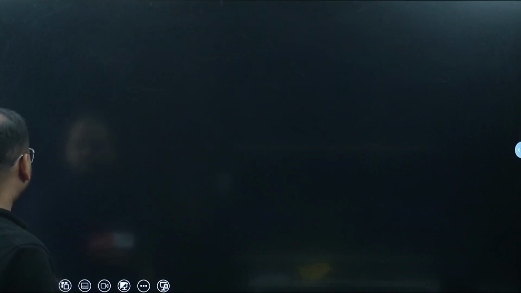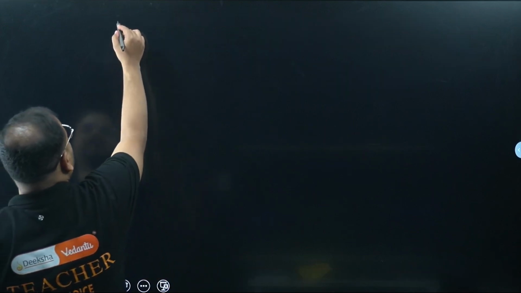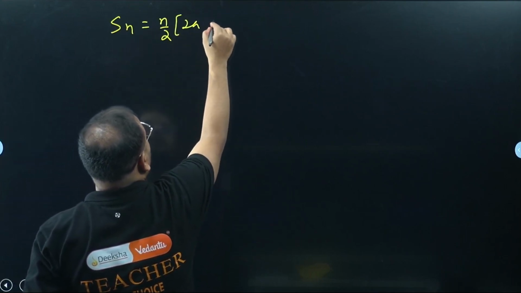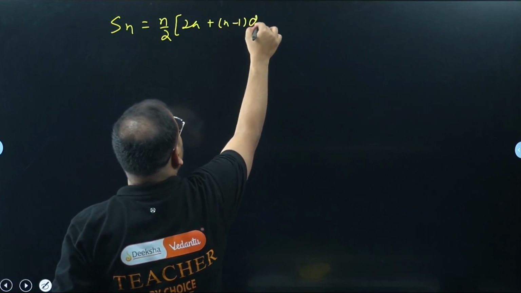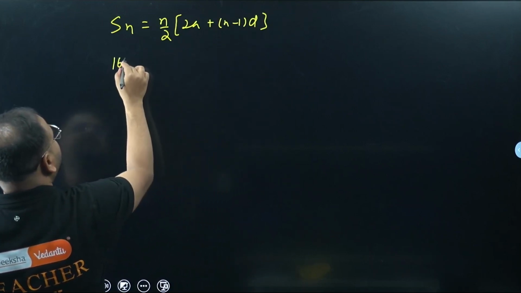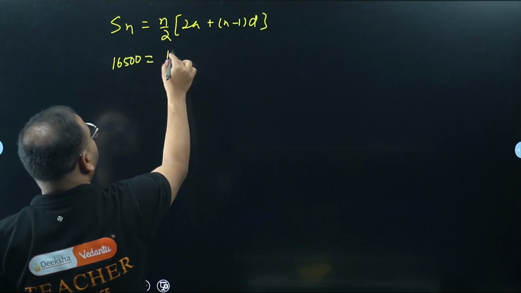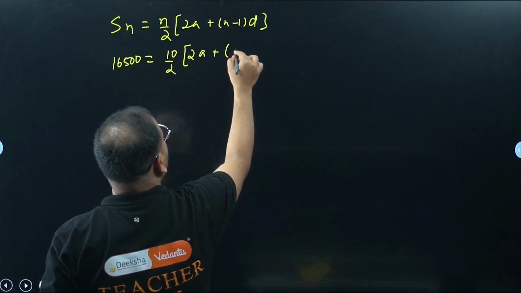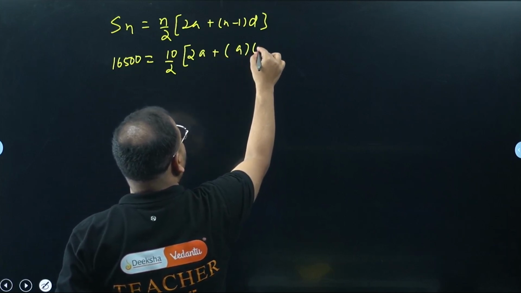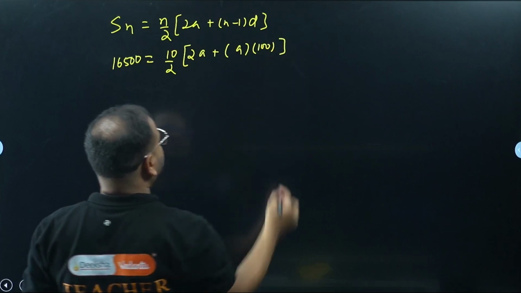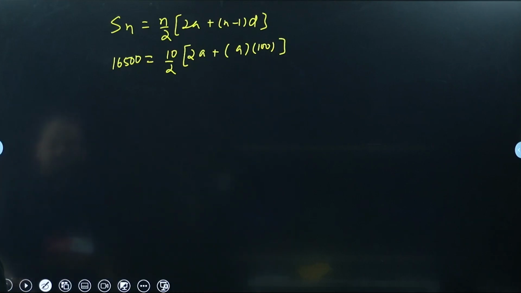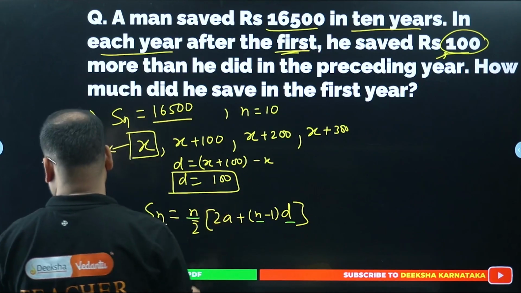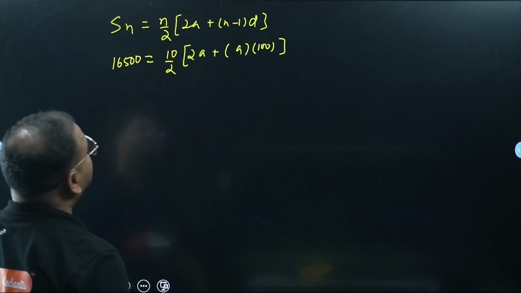Okay, so let me write the formula again over here. Sn equals n by 2, 2a plus (n minus 1) times d. What is Sn given as, if you remember? 16500. N is nothing but 10 here, so 10 by 2. What is 2a? I don't know a, so 2a. N is 10, so 10 minus 1 will be 9, and d is nothing but 100, so I'm saving 100 every year. Check out: Sn 16,500, correct. N is 10, d is 100. Now simplify this.